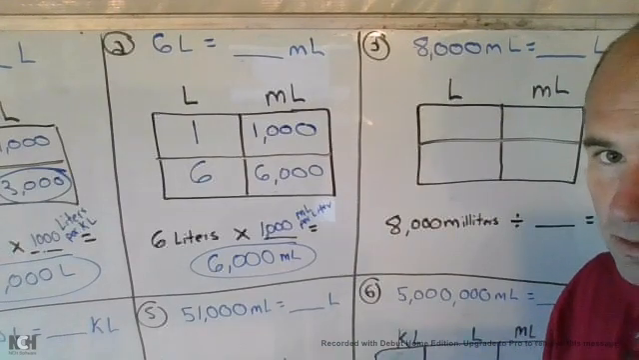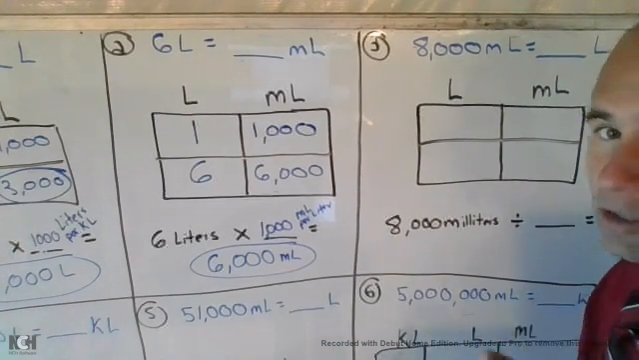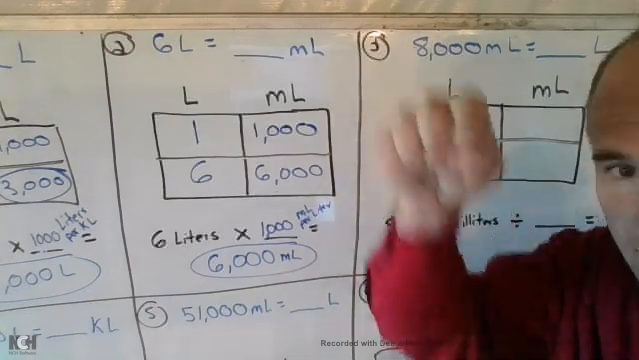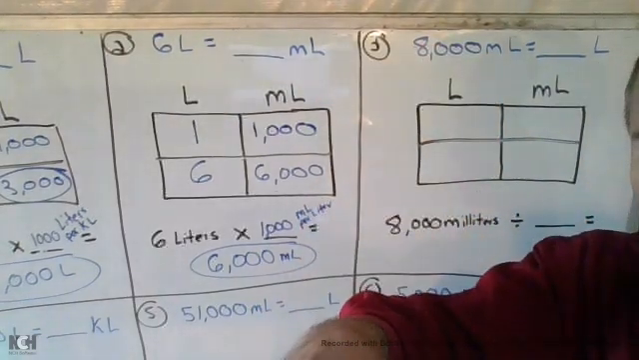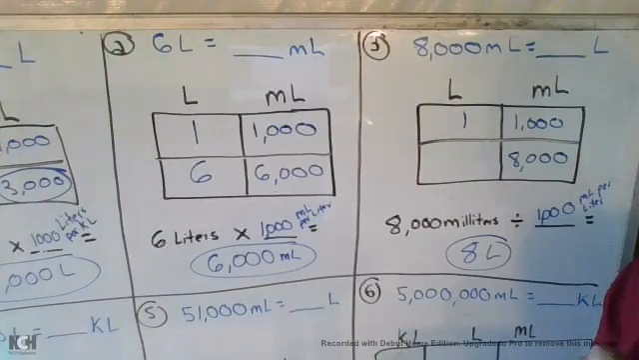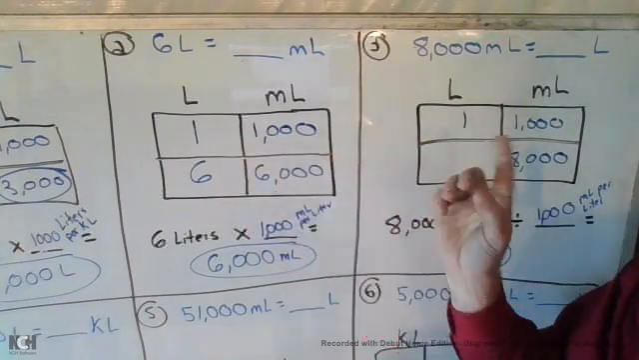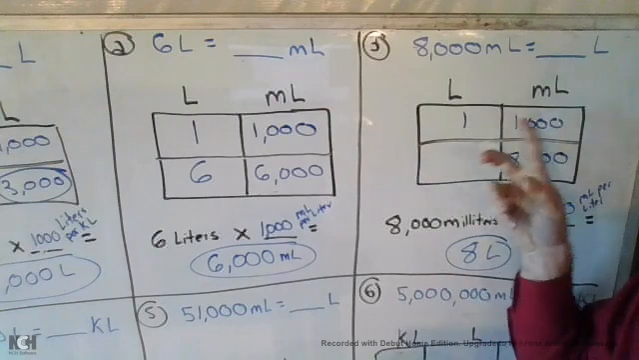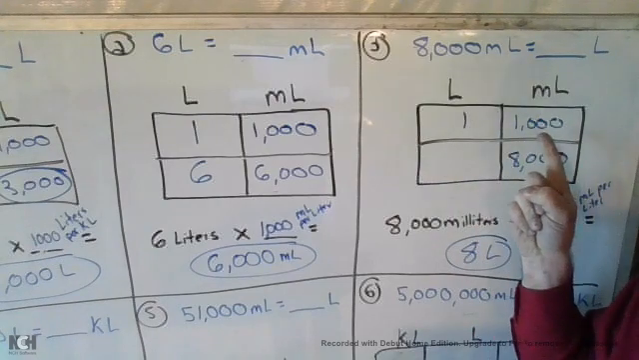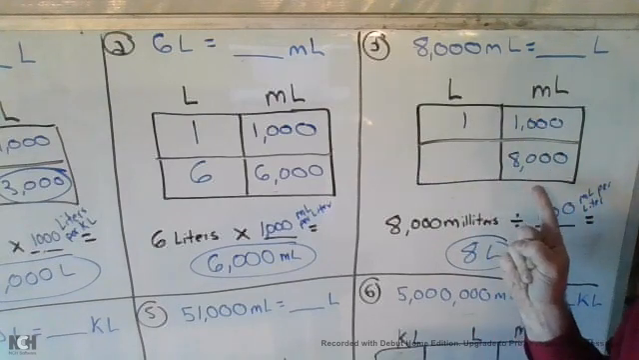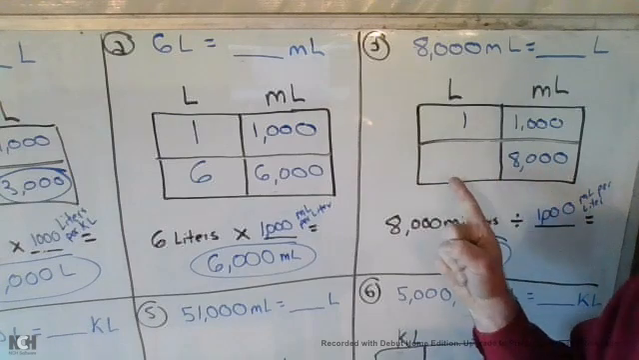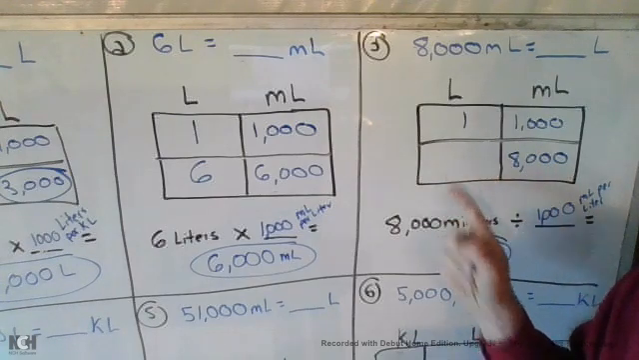8,000 milliliters equals how many liters? Go ahead, hit the pause button, and give it a shot. Okay, so just like our last problem, we know 1 liter makes 1,000 milliliters. Well, if I have 8,000 milliliters, how many liters is that going to be?